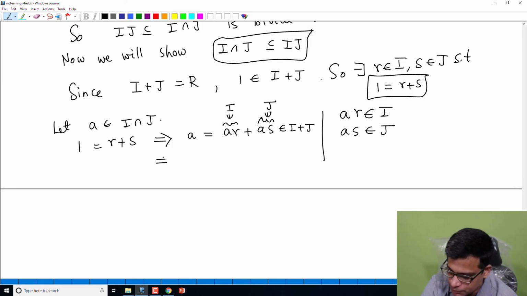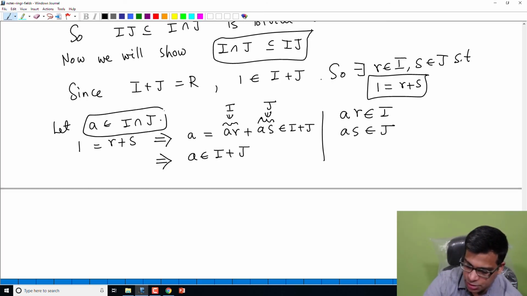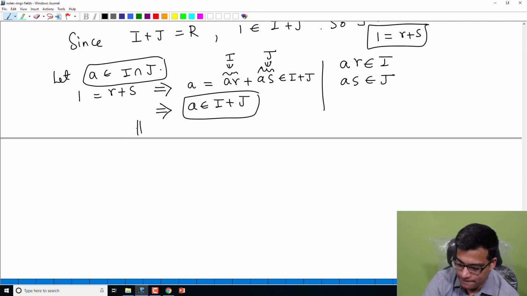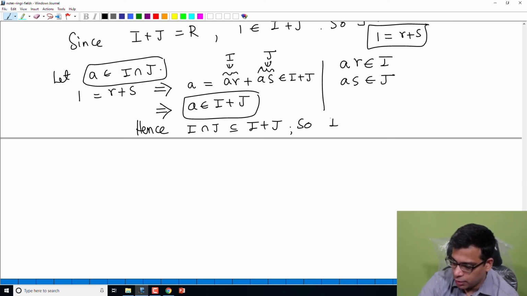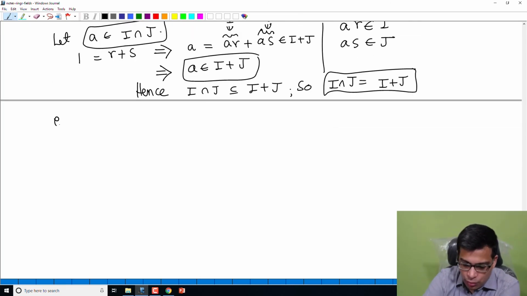That means, and that's all. We have started with an arbitrary element of I intersection J, and we have concluded that it's in I plus J. Hence, I intersection J is I plus J. So we have the other inclusion always holds. So I plus J is equal to I intersection J. And in the second inclusion, we needed crucially the fact that I plus J is R. So now, in general, as I told you earlier, this is not true.